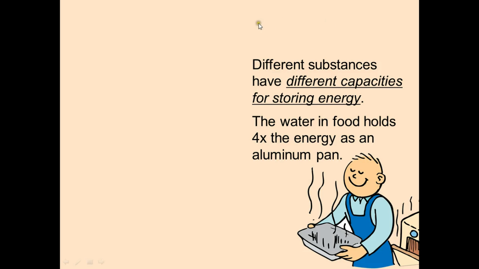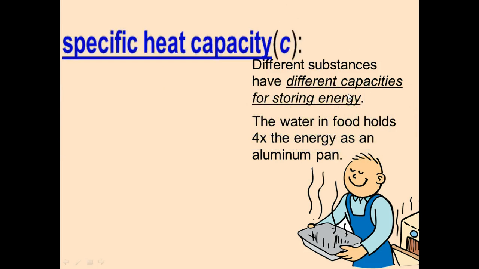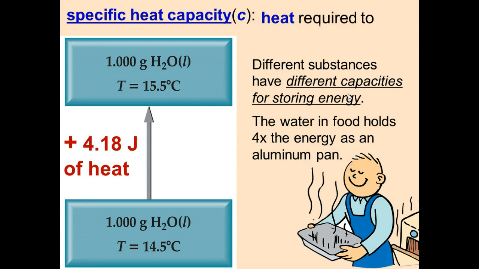So after like 5 minutes, the pan might be super cold or like room temperature, but the food inside is hot, and that has to do with this specific heat, which we're going to talk about right now. Specific heat capacity is the heat required to raise 1 gram of the substance by 1 degree Celsius. So how many joules do we need?